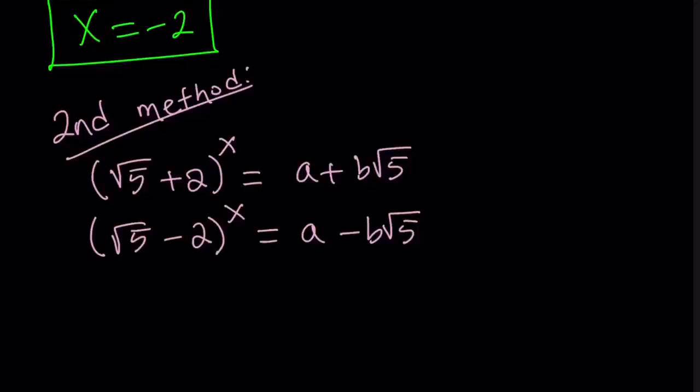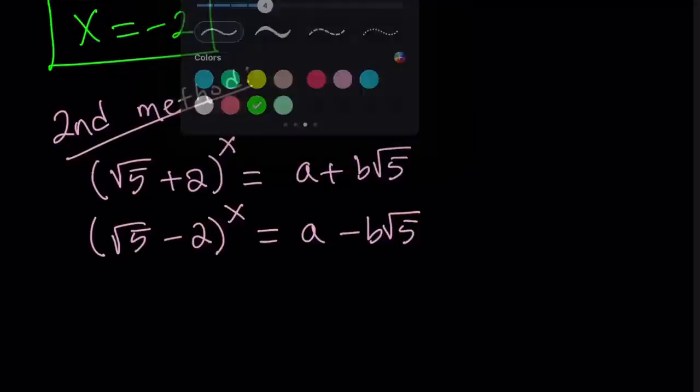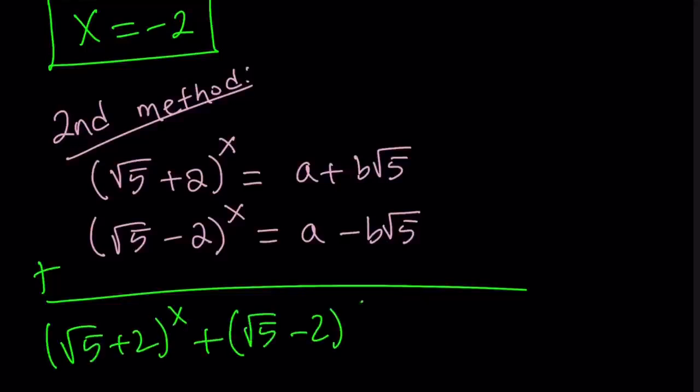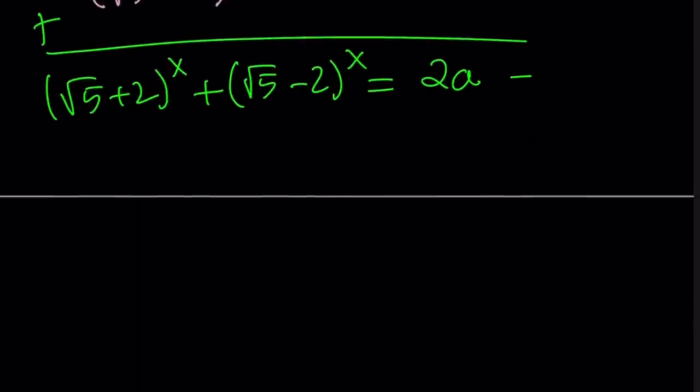We can go ahead and add these equations together. When we add them, we get square root of 5 plus 2 to the power x plus square root of 5 minus 2 to the power x equals, these two cancel out, and we end up with 2a. But we do know that the left-hand side is equal to 18. It's given, right? So this is equal to 18.